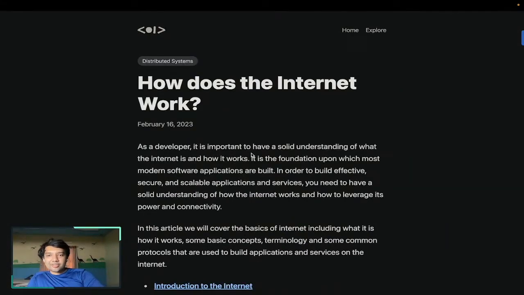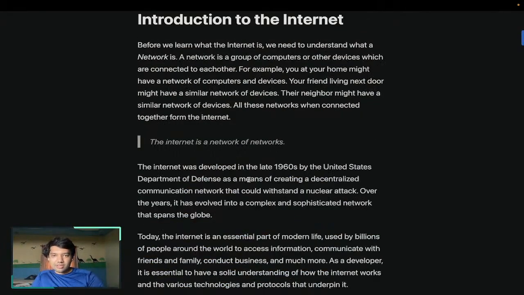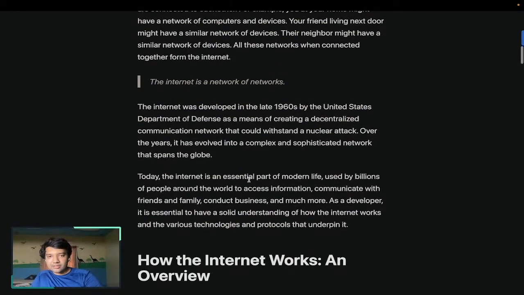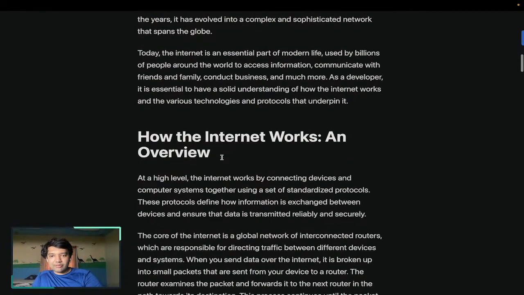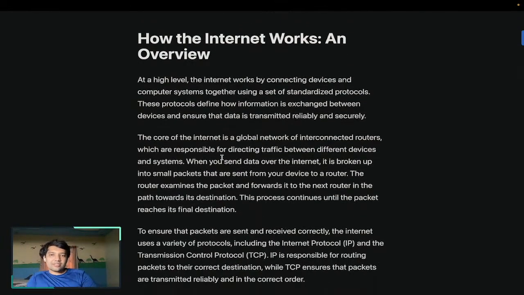How does the internet work? As a developer, it's important to have a solid understanding of what the internet is. In this article we'll cover an introduction to the internet. Before we learn about the internet, we should know what it is: a group of computers connected together. Let's look at how the internet works at a high level.